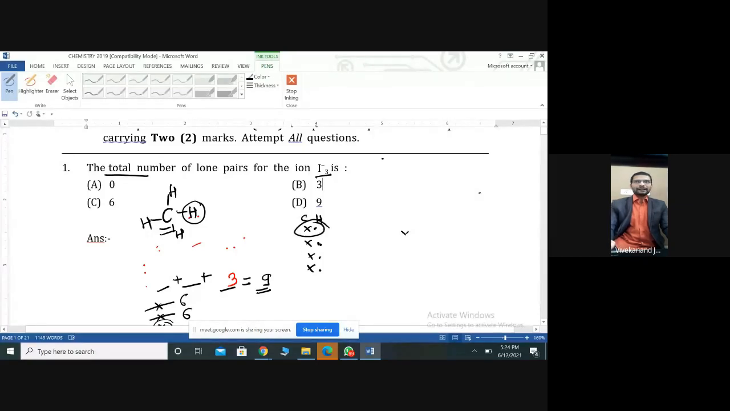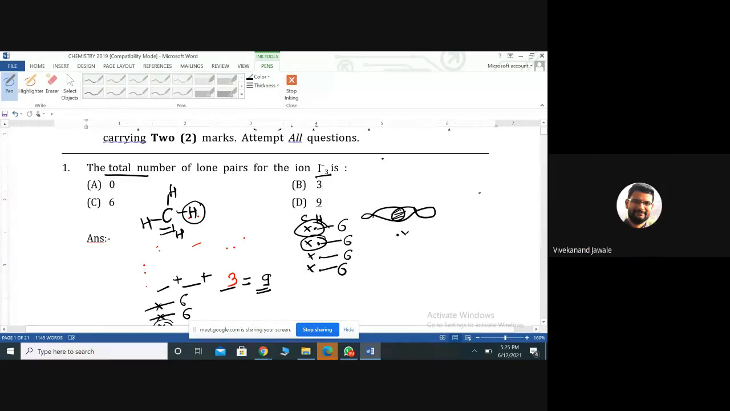Now here it is forming sigma bonds. Everyone knows sigma bond formation. Right now there is not that much time to tell you about sigma and pi bonds, but when we start the regular class, we will surely take sigma bonds, pi bonds, and all this concept from basic to advanced. Right now I have the sigma bond formation, and another sigma bond formation.